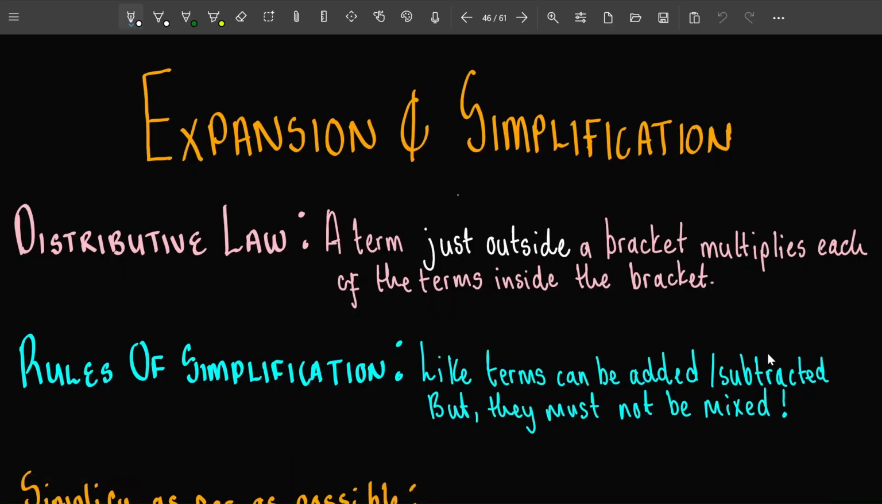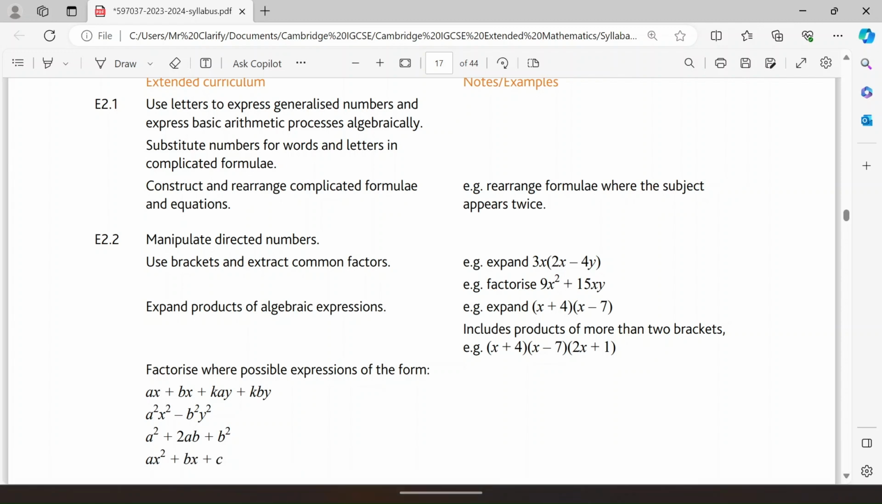Okay, we go for it again. Now we are going through expansion and simplification. So yeah, it's part of algebra. Let's see how it goes. I'm going to quickly show you where it is.